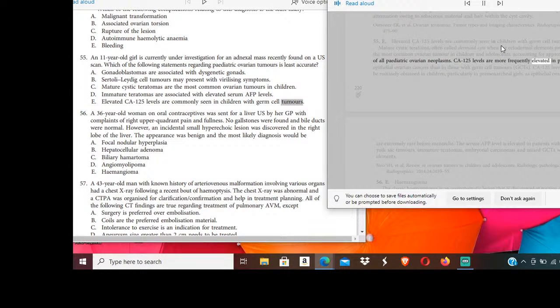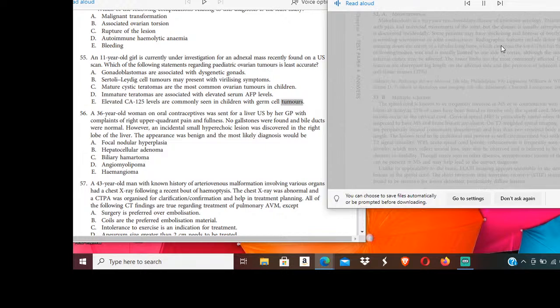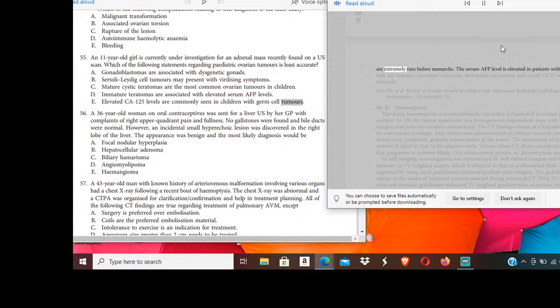accounting for approximately 50% of all pediatric ovarian neoplasms. CA-125 levels are more frequently elevated in patients with epithelial ovarian cancers than in those with germ cell tumors, GCTs. CA-125 levels should not be routinely obtained in children, particularly in premenarcheal girls, as epithelial ovarian tumors are extremely rare before menarche.